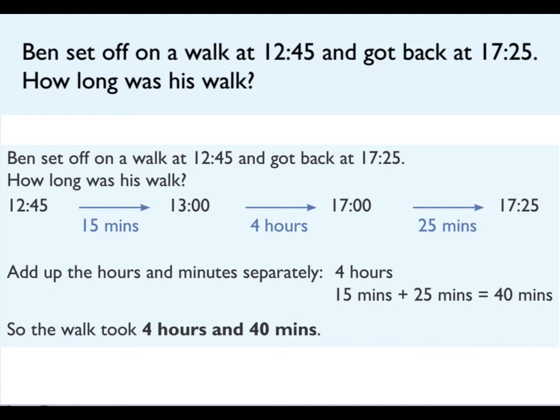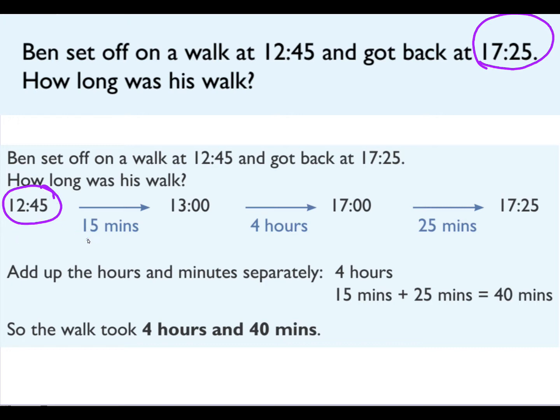This method of stepping between time is shown in your CGP books, and they are very common questions at level 1 and at level 2. So Ben sets off on a walk at 12:45 and he gets back at 17:25. So we're using our 24-hour clock method. So to work out the length of the walk, let's do it in little bite-sized chunks.